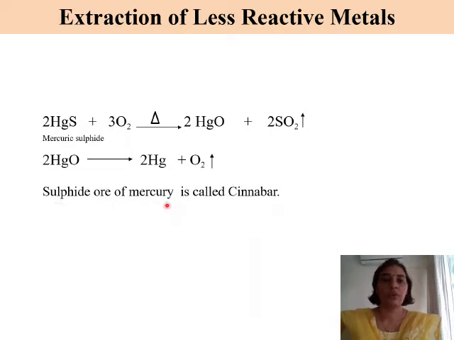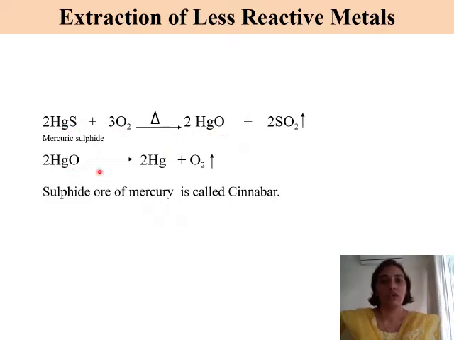Sulfide ore of mercury is called cinnabar. So here we have taken sulfide ore of mercury, that is HgS, mercuric sulfide, and it is heated in air. On heating it gives you mercuric oxide plus sulfur dioxide gas. So here also we are going to convert the sulfide ore into oxide ore.